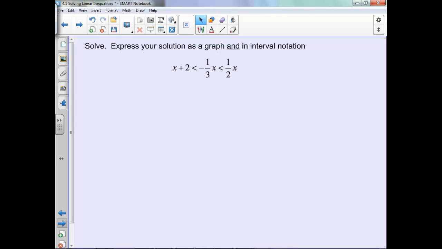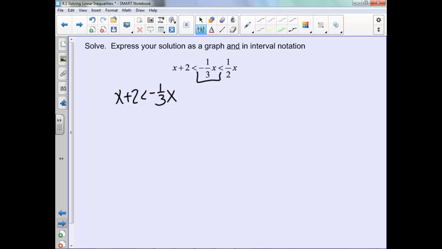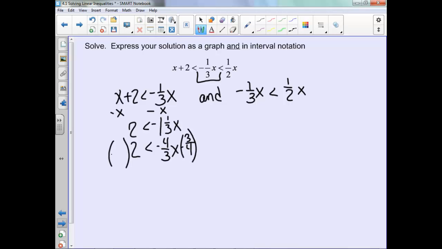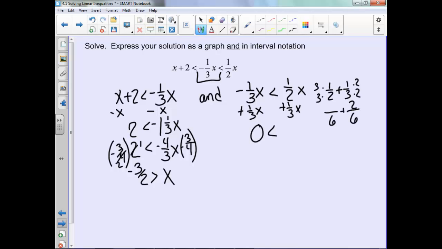Now this one, we'll do it the same way. We'll break it up. That middle part has to be greater than the left, and it also has to be less than that right side. And now we'll just solve each of these individually. Notice though we're multiplying by a negative, so our sign will flip. Multiply by 6/5.